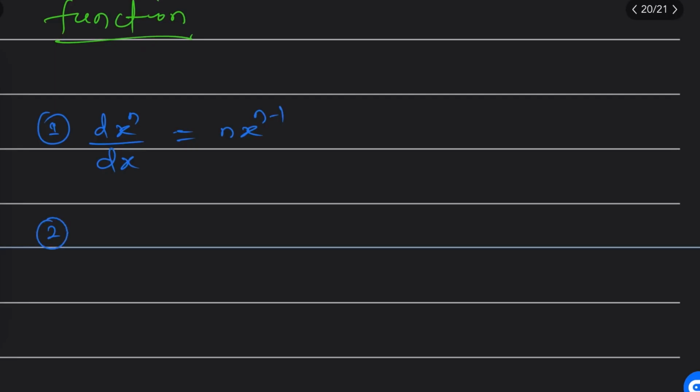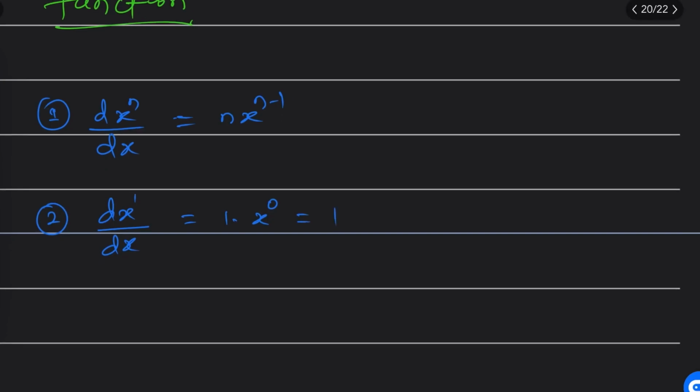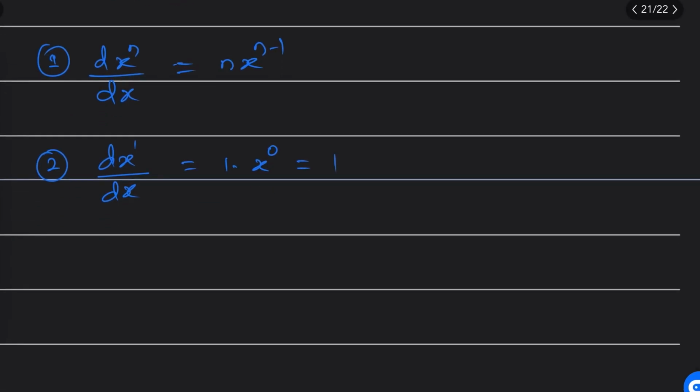The second formula is, if I'm writing differentiation of x with respect to x, sir, x power is how much here? 1. So what will be the formula, sir? 1 x power 1 minus 1, that is x power 0, so that is 1, sir. So keep in mind dx by dx is 1.